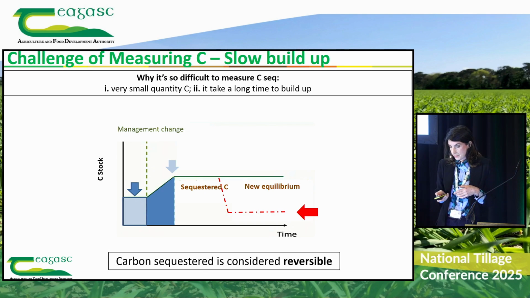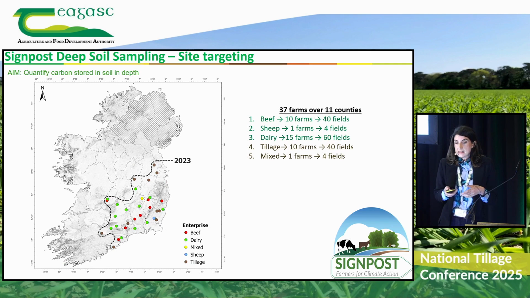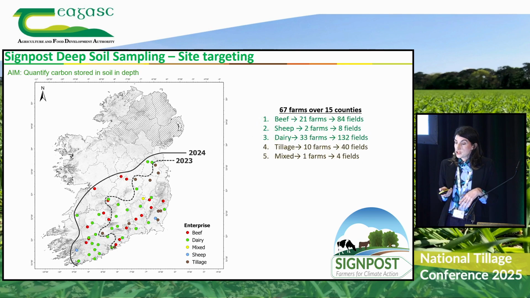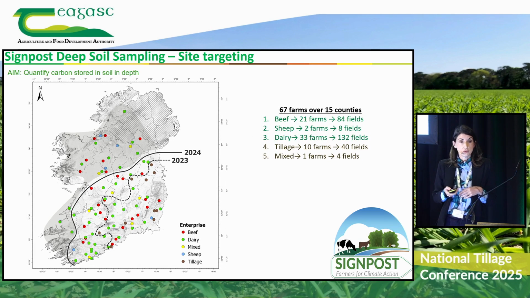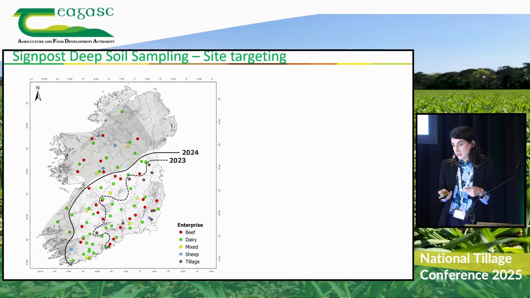And you can do it in a very, very short time. This is the Signpost Deep Soil Sampling campaign that I'm leading together with other leaders in Signpost. So we covered, in 2023, 37 farms where we quantified the carbon that is stored in depth. And then we reached up to 67 farms in 2024, and now we are hoping to cover the whole island in 2025.